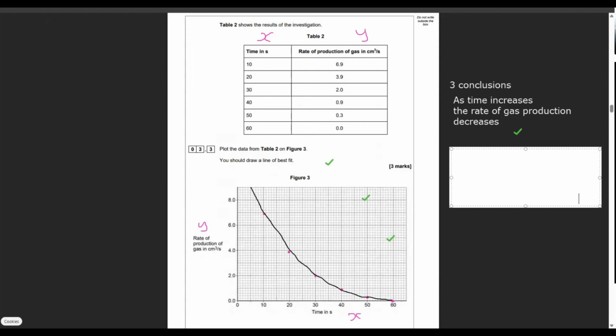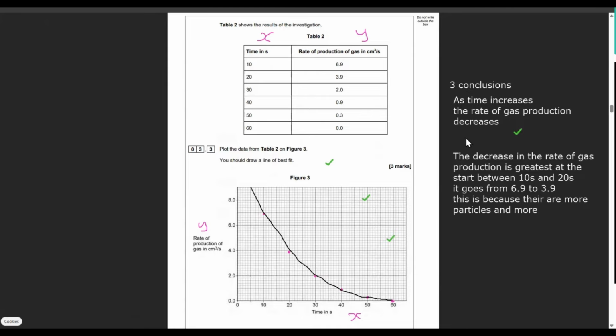There's less particles, less collisions going on. We've got less reactants left later on. So there's less collisions. The rate of reaction is decreased.